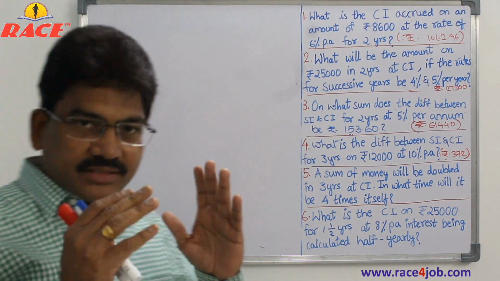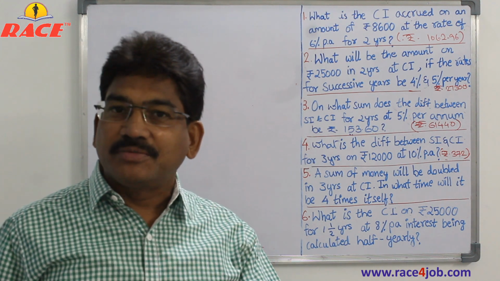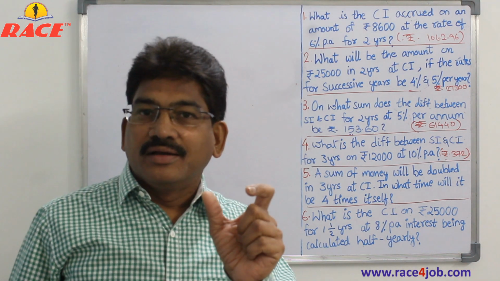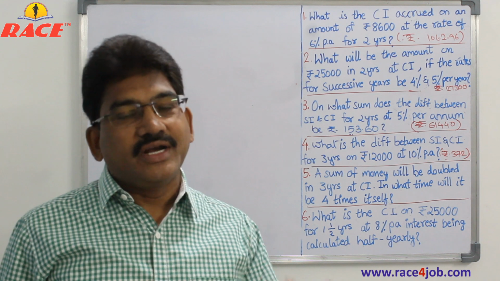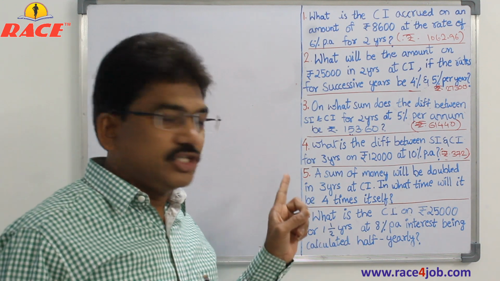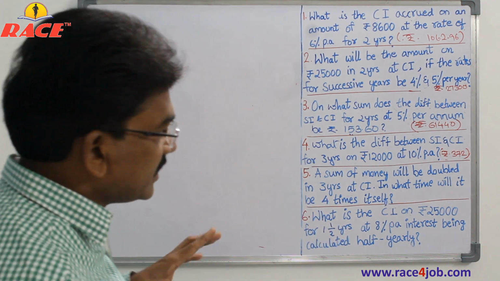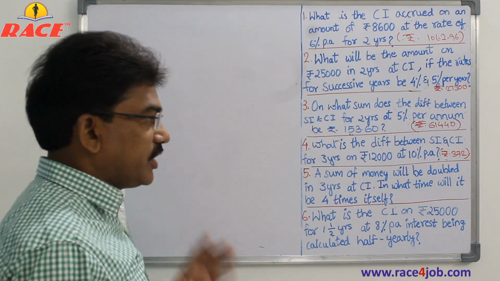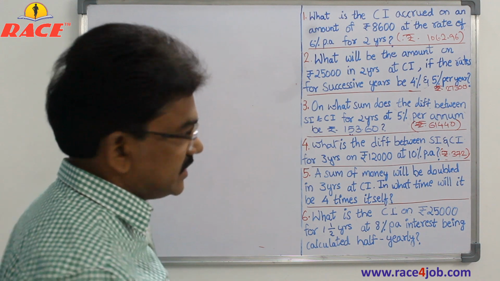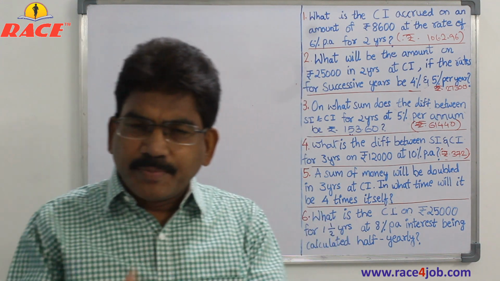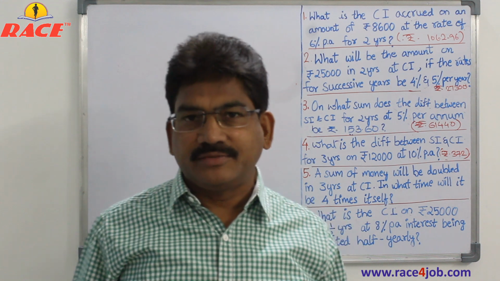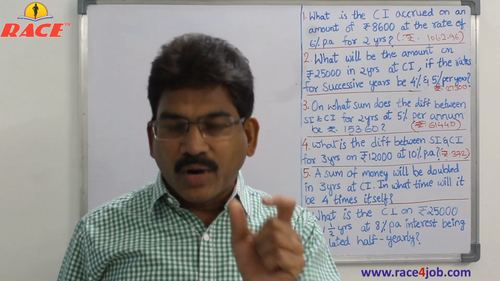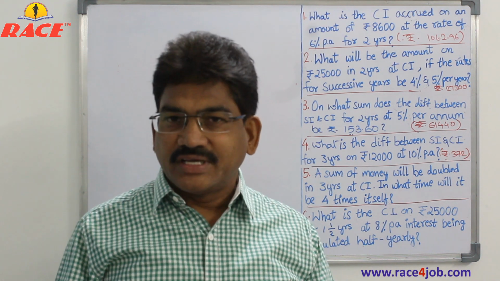The next question is the best example to show the difference between simple interest and compound interest. If you understand what is simple interest and what is compound interest, this question is very easy. Easily you can get the answer. A sum of money will be doubled in 3 years at compound interest. In what time will it be 4 times itself? The sum of money becomes double in 3 years. To become 4 times, how much time does it take? What is that sum? No need to say X, whatever it is.